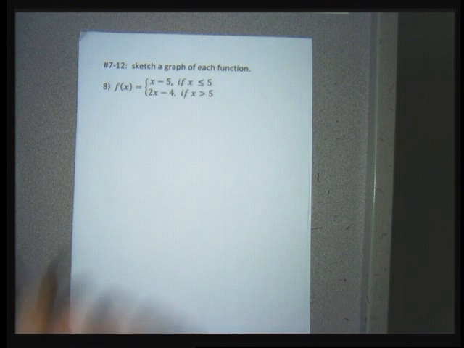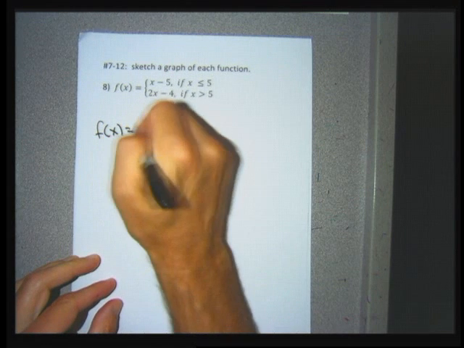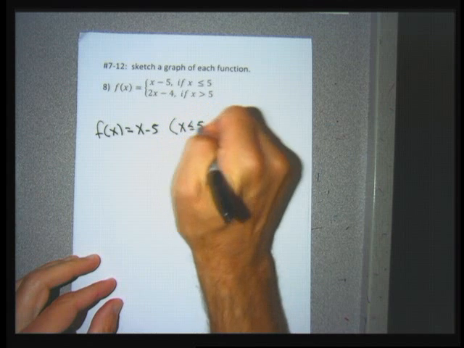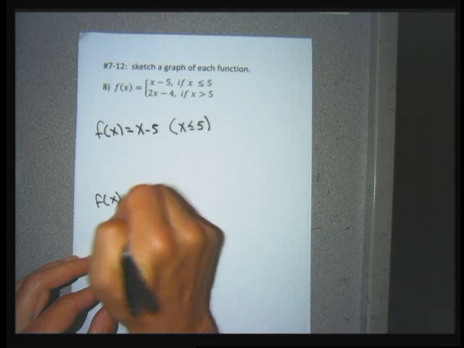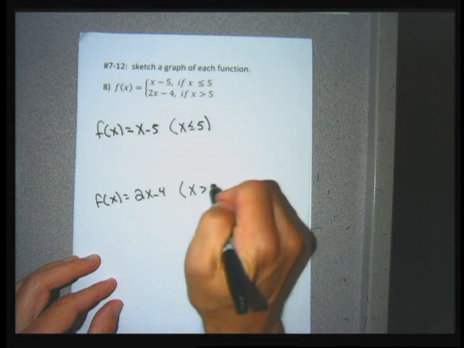It wants me to graph the function f of x equals x minus 5, but only when x is less than or equal to 5. And it wants me to graph f of x equals 2x minus 4, but only when x is greater than 5.